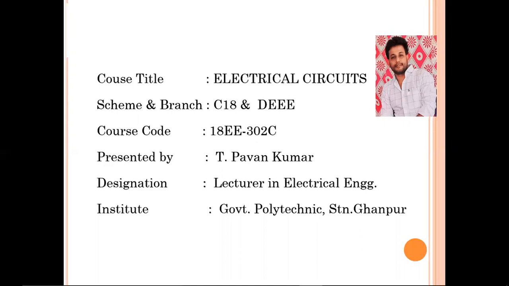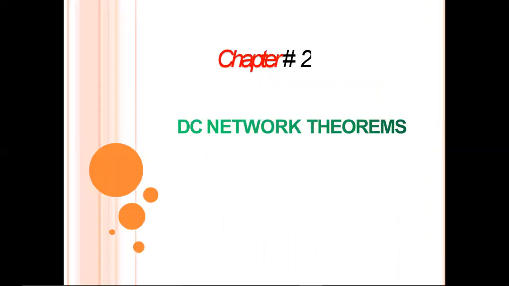Now we are moving to chapter 2, which deals with the DC network theorems. In this chapter, the very important thing is theorems. So what are the theorems which we are going to discuss in our further sessions? Let me say those names: superposition theorem, Thevenin's theorem, Norton's theorem, and maximum power transfer theorem. That's it. This is as per your syllabus.